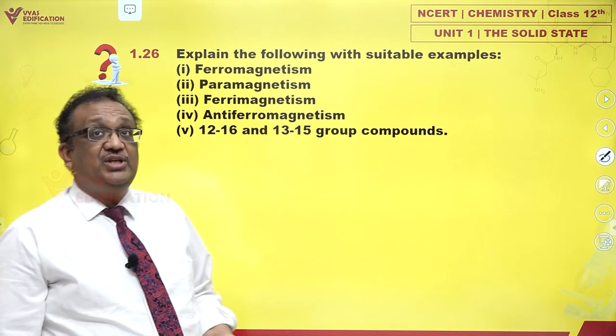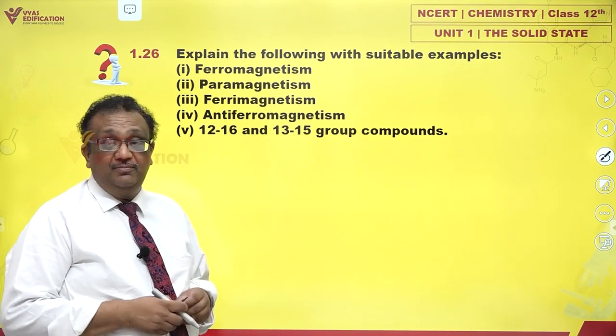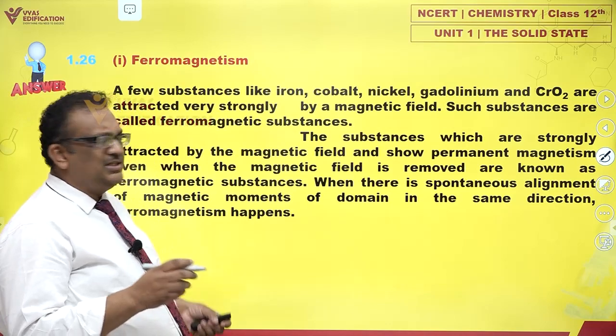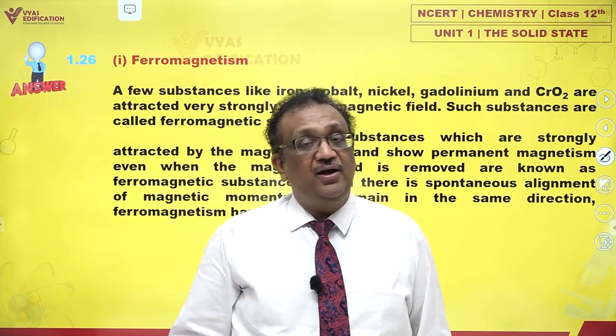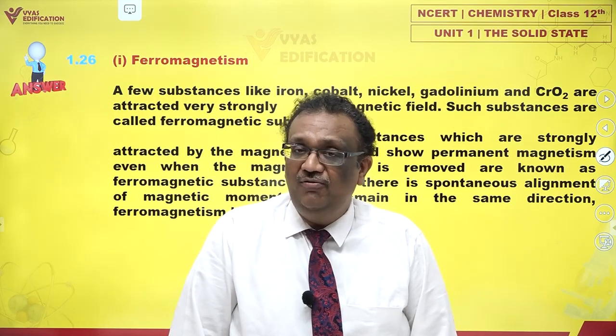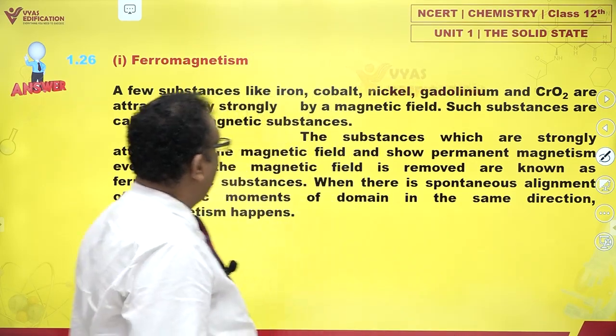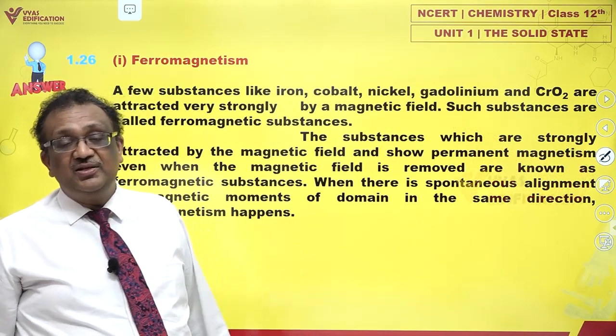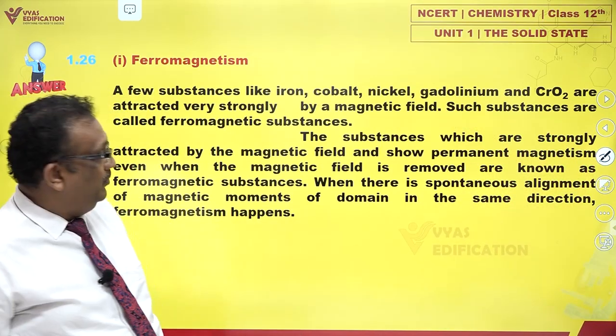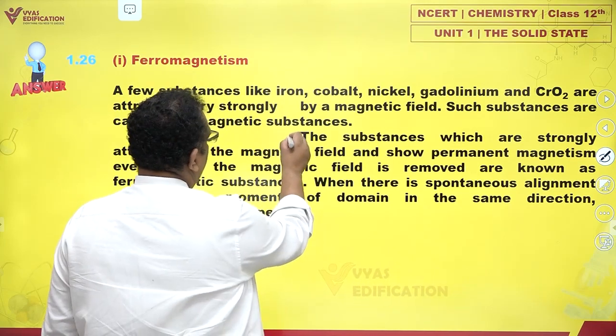Explain with suitable examples. Ferromagnetism. What is ferromagnetism? I'll just tell you a few points. If a substance is strongly attracted by a magnetic field, it is called ferromagnetic. If it can show permanent magnetism, then it is also called ferromagnetic. So this is the definition, the first point.